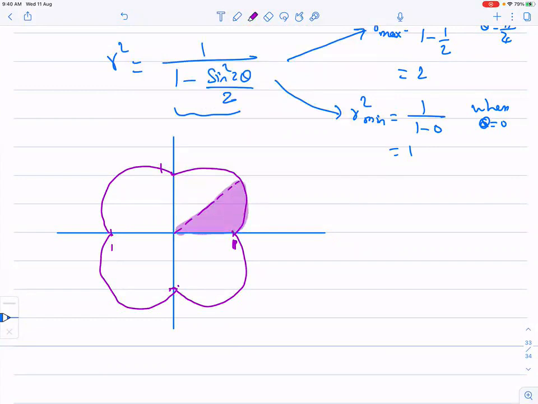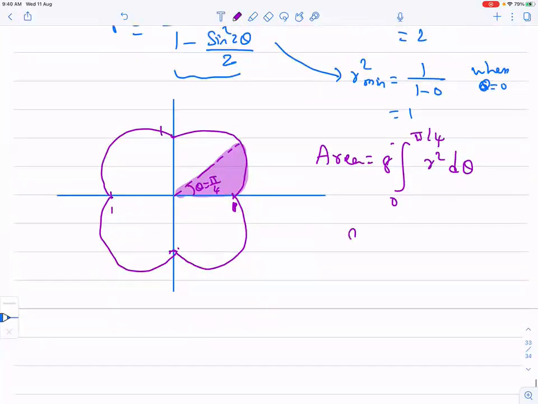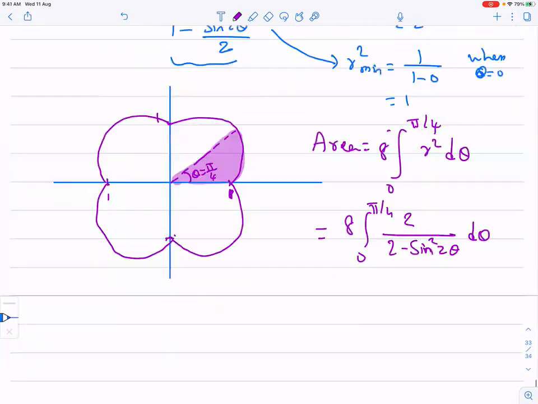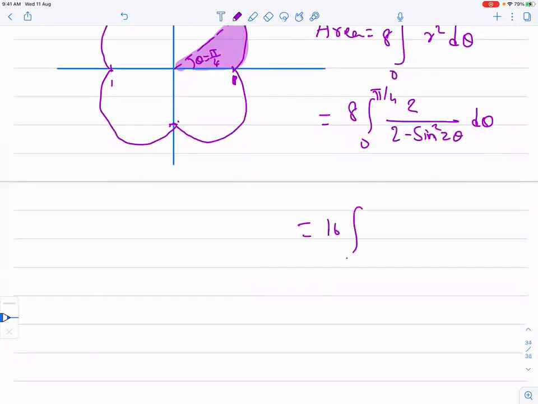into 8 times, theta equal to 45 degrees. So area is 8 times integral 0 to pi by 4 r square d theta. That is 8 times 0 to pi by 4, LCM लेके 2 ऊपर जाएगा, 2 upon 2 minus sin square 2 theta d theta. Correct? So that is 16 times integral 0 to pi by 4, 1 upon 2 minus sin square 2 theta d theta.